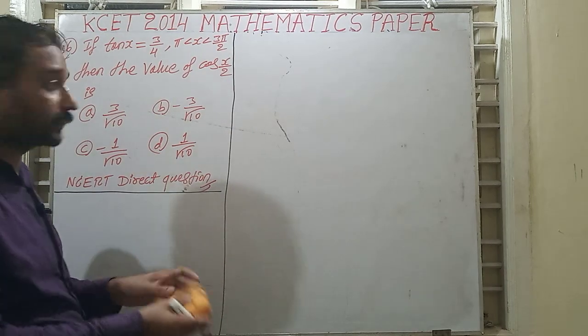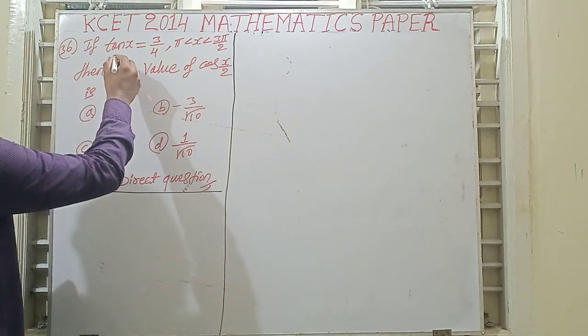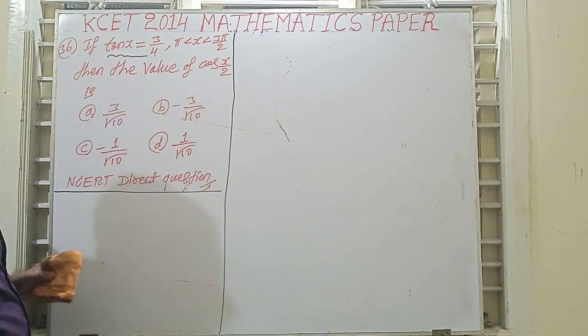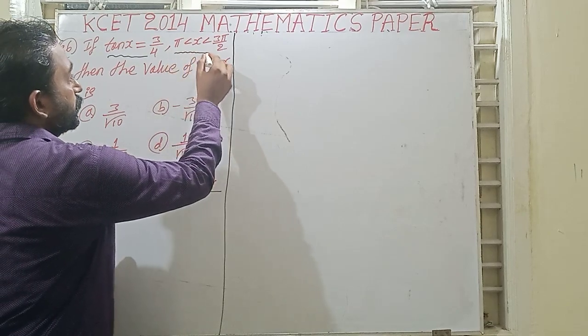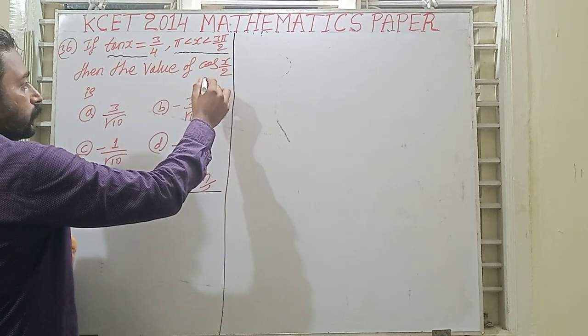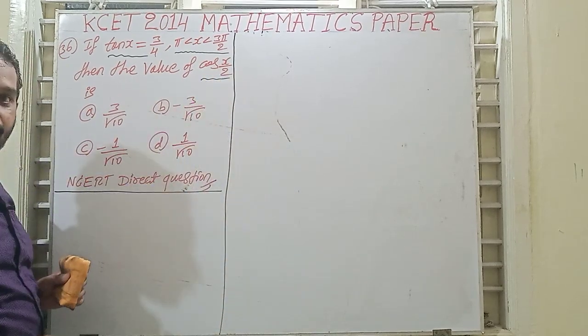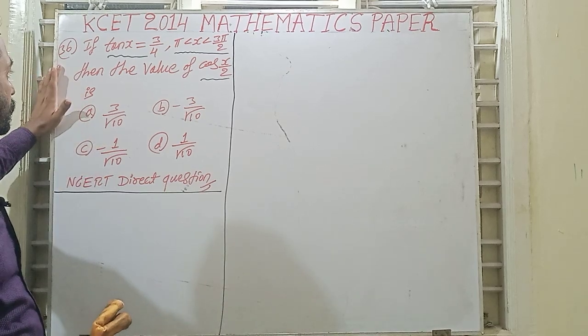So now let us move on to the next question. Question number 36. If tan x is equal to 3 by 4, okay. So x lies from pi to 3 pi by 2, nothing but third quadrant. Then the value of cos x by 2 is equal to, we have to find out the value of cos x by 2. So basically this problem depends on trigonometry, okay.